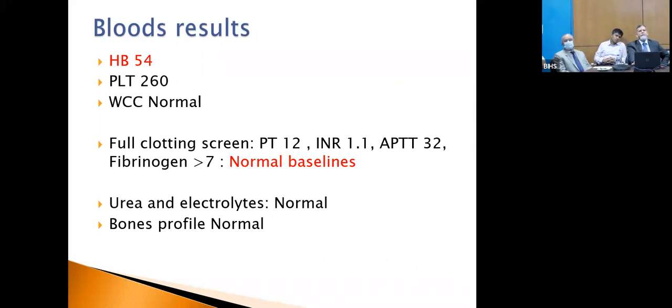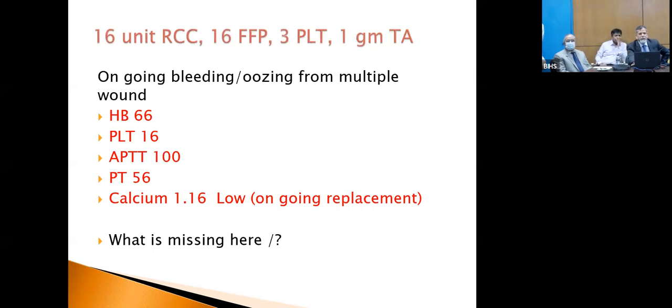So with this patient the hemoglobin is 50, platelet count 260, white cell normal, full clotting screen is normal. The fibrinogen was baseline normal, urea and electrolytes normal, bone profile was normal. So you continue to give tranexamic acid, 16 units of blood, 16 FFP, 3 pools of platelets, because this comes with the trauma pack automatically.